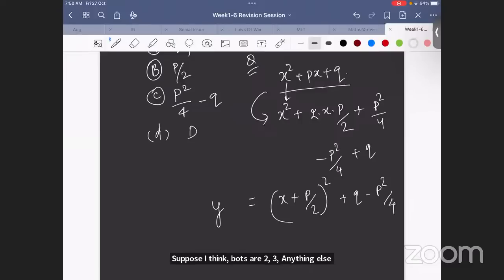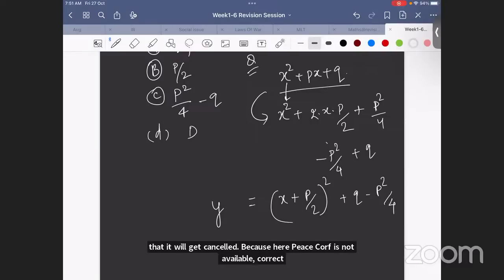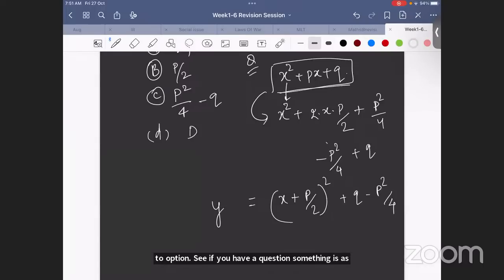Because we have added p square by 4 here, I'll be subtracting p square by 4 only, right? So that it will get cancelled. Because here p square by 4 was not available, correct? See, if you have something like x square plus px plus q, this is the exact value. You can't add anything else, right?